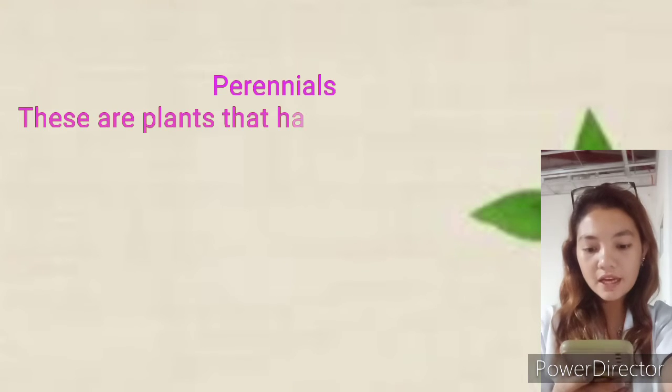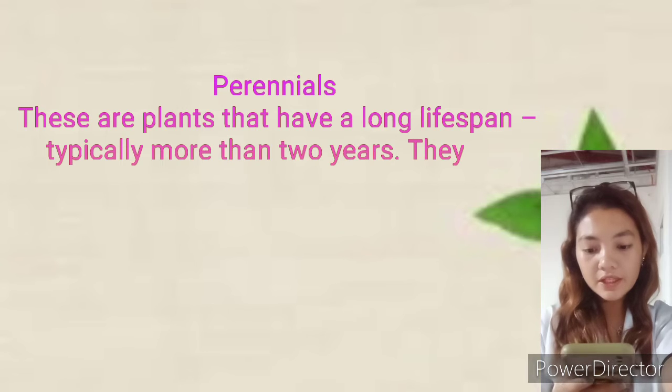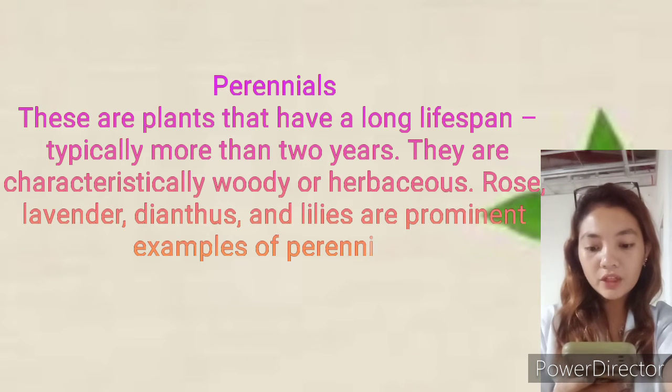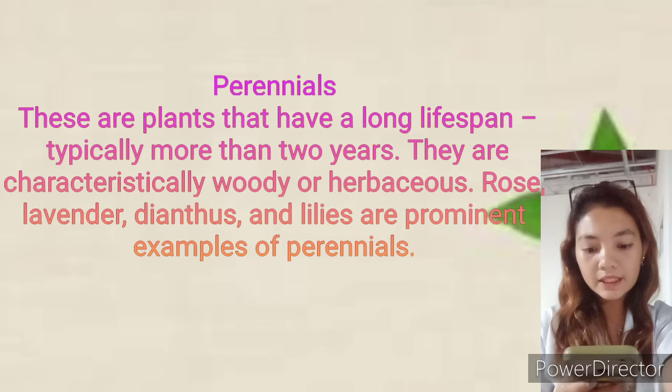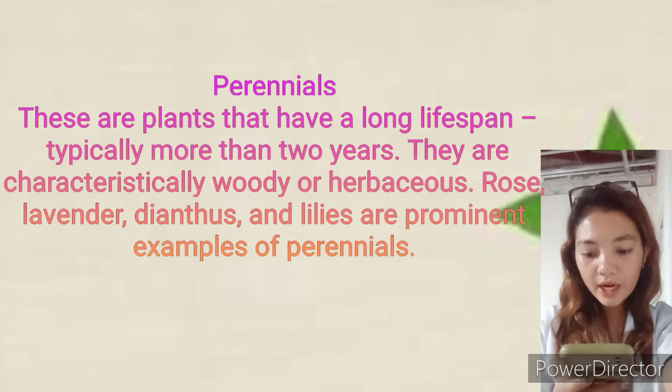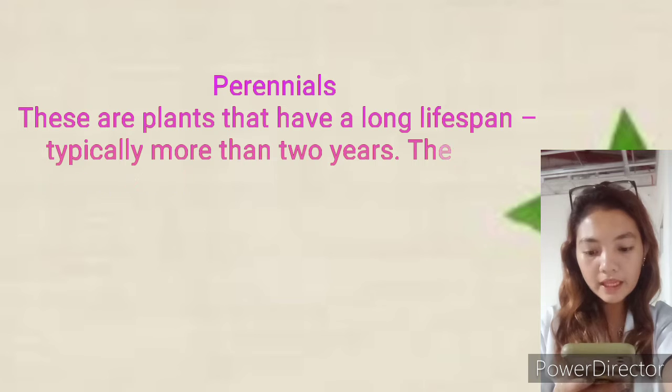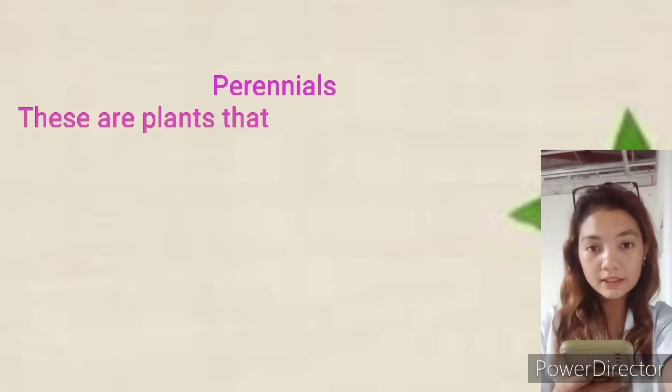And the last is the perennials. These are plants that have a long lifespan, typically more than 2 years. They are characteristically woody or herbaceous. Roses, lavender, and lilies are prominent examples of perennials.